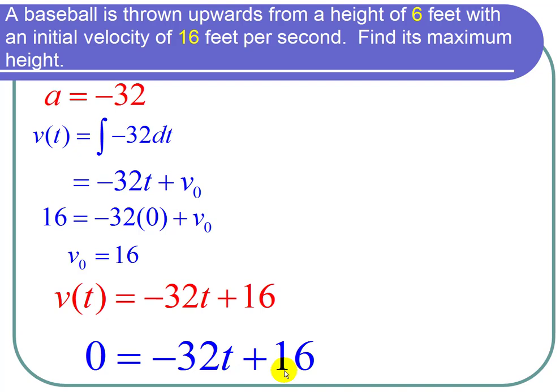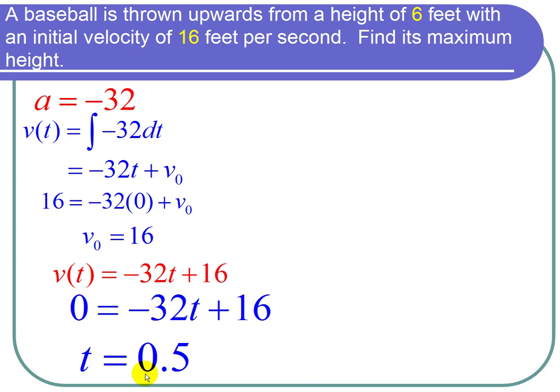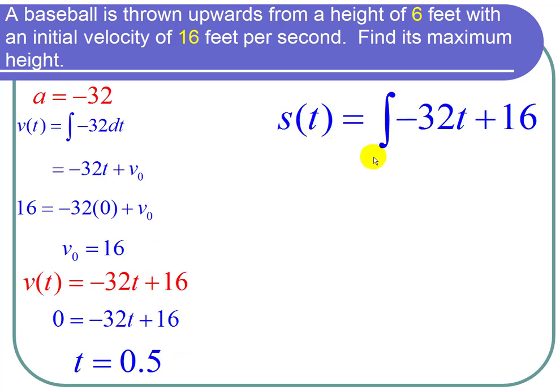So now let's take a look. We want to find out its maximum height, so we need the position function. The position is the integral of the velocity. So we can say that s of t is equal to the integral of negative 32t plus 16. The antiderivative of t is t squared over 2, and 32 over 2 is 16. So I can say that the antiderivative of negative 32t is negative 16t squared. And the antiderivative of 16 is just 16t.